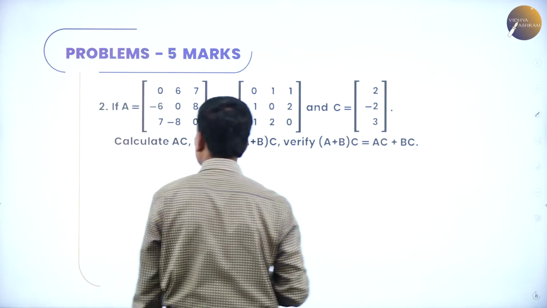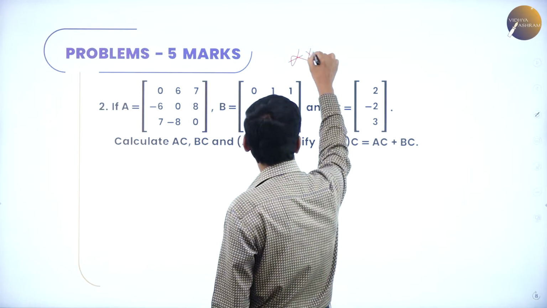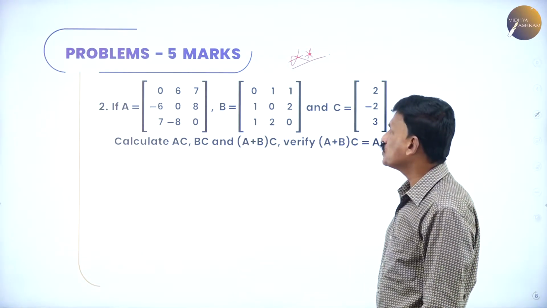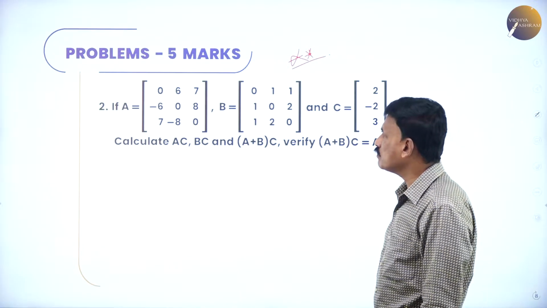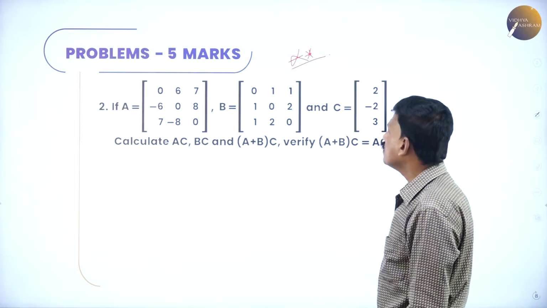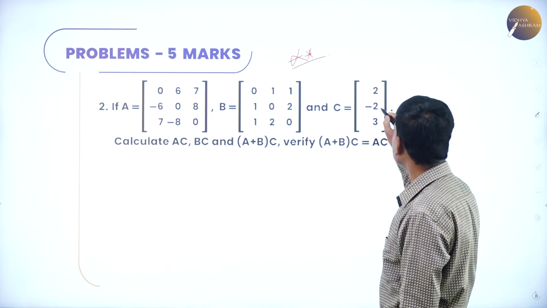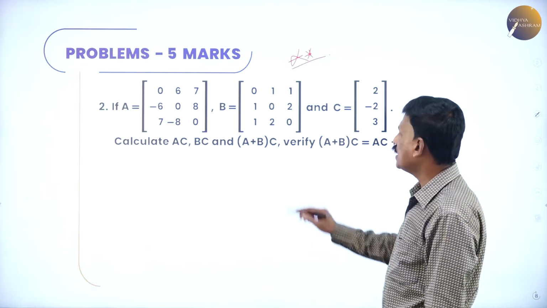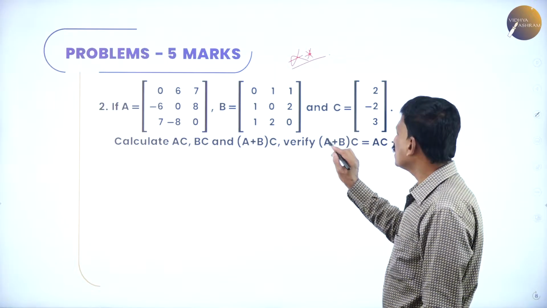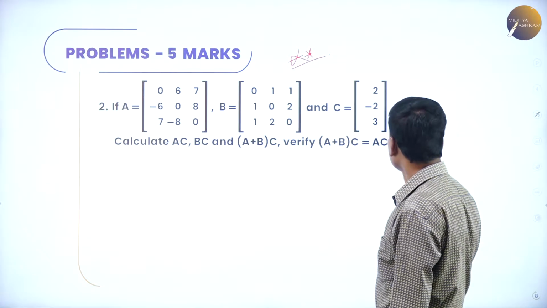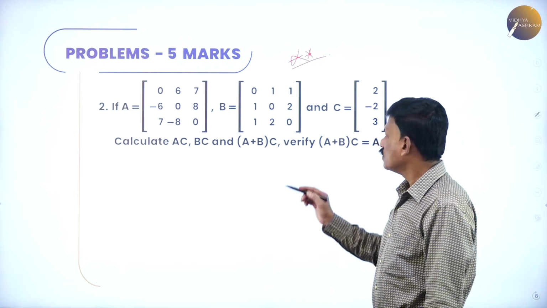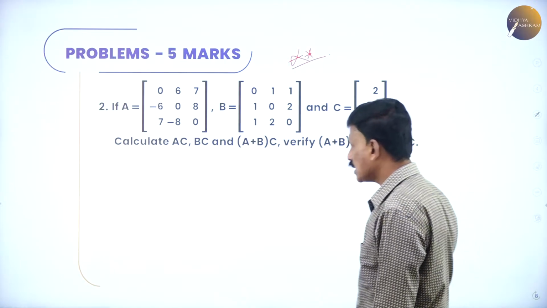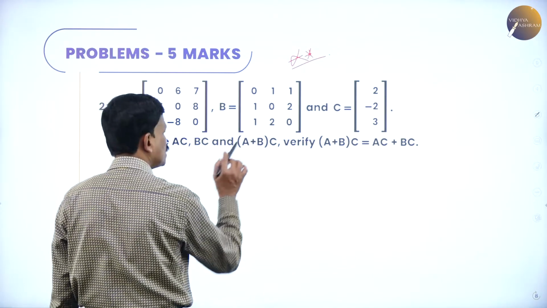What is the problem given? This is also a very important type of problem. If A is equal to 0, 6, 7, minus 6, 0, 8, 7, minus 8, 0, B is 0, 1, 1, 1, 0, 2, 1, 2, 0, C is equal to 2, minus 1, minus 2 and 3. Calculate AC, BC and A plus B into C, then verify A plus B into C is equal to AC plus BC. So, once you know, you can verify this easily. To verify this, we have to find these values itself.